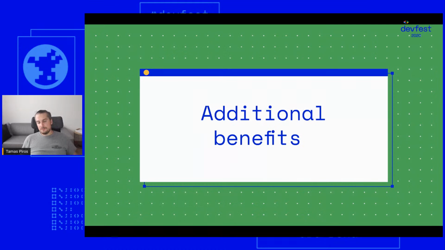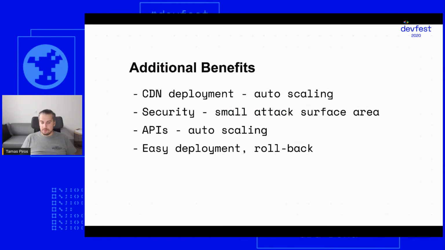Now, there are additional benefits to the Jamstack as well. Hopefully you get the idea of what's happening here. We generate some static pages ahead of time, we enhance them with JavaScript and APIs, and then we put them on a CDN so they are fast and secure. But there are additional benefits.